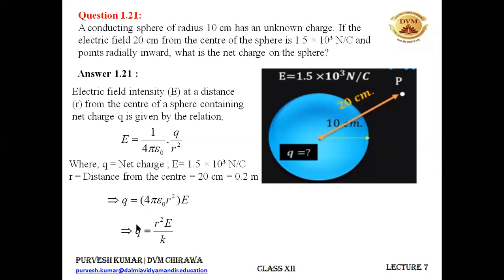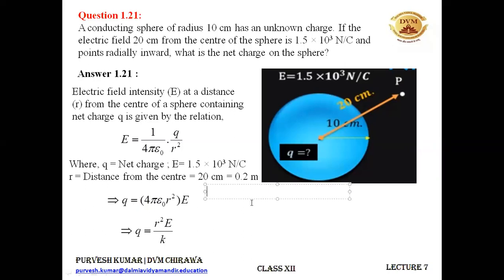We know 1 upon 4 pi epsilon naught is 9 into 10 to the power 9. So 4 pi epsilon naught is 1 upon 9 into 10 to the power 9. All right. So from this, we can write it like this: r square E upon k, because this 4 pi epsilon naught can be written as 1 by k. Let me tell you why I have written it like this.